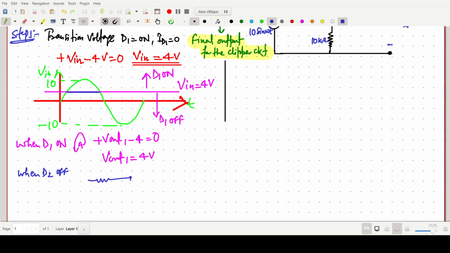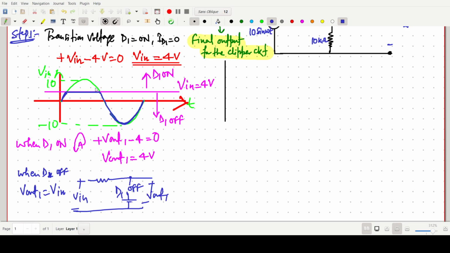When D2 is off, this one is the resistance. Sorry, D1 is there. And this is the supply voltage plus or minus V output 1 plus or minus V in. So when D1 is off, V output 1 is the same as V in. So the output response is V output 1 equals V in when the diode D1 is off, below this line. It should be the same as the input.